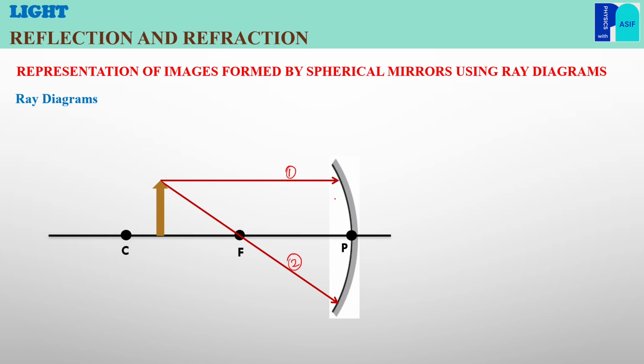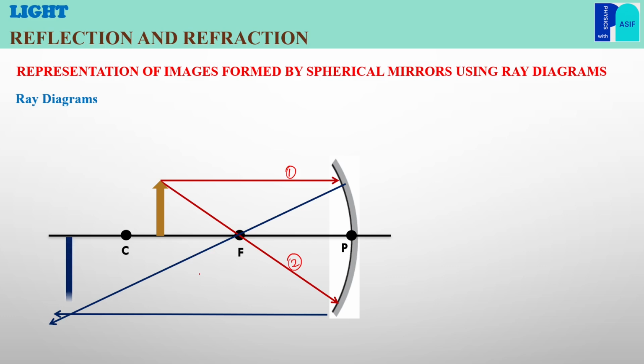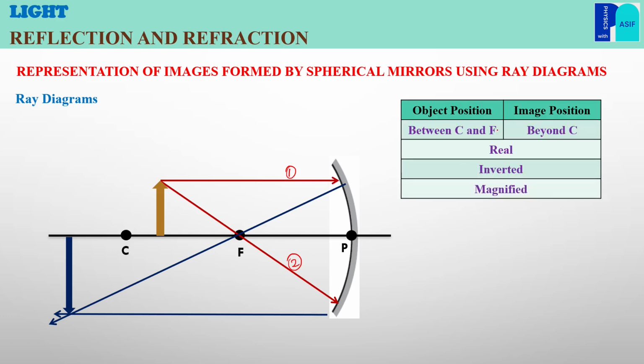So after reflection, the first one goes through the principal focus and the second one goes parallel to the principal axis. So these two rays will meet beyond C. Therefore we get the image, that is inverted, real and bigger in size when compared to the size of the object. So we note down these points. So here the object position is in between C and F and the image is formed beyond C and the image is real, inverted, magnified.